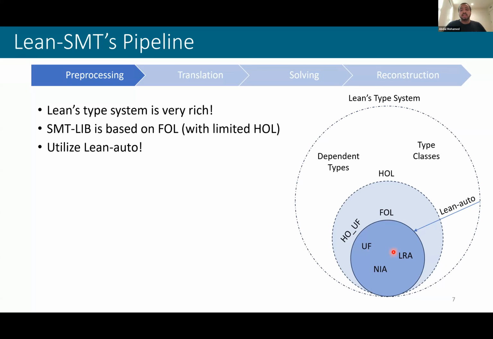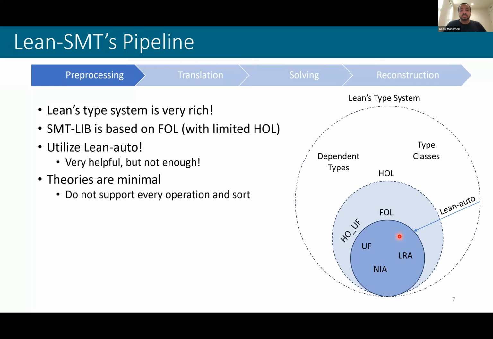And the way to go from the Lean type system all the way down to first order logic is through Lean-auto. So we just use Lean-auto to try to reduce the goal to something that we can deal with in first order logic. However, Lean-auto alone is usually not enough because the SMT-LIB theories themselves are also very minimal. So the fact that we reduce the problem into first order logic is usually not enough. We also need to handle some other simpler cases of translation before we can call the SMT solver.